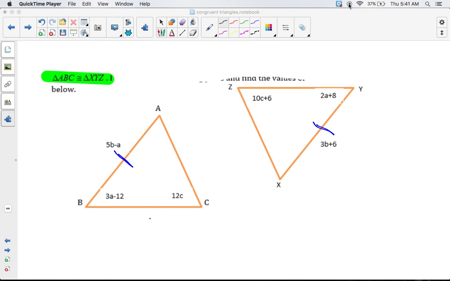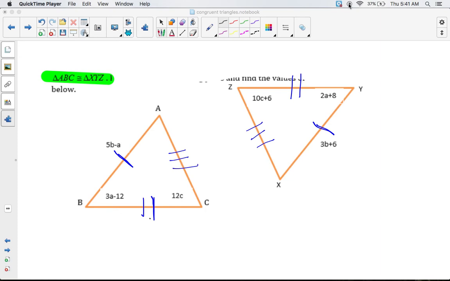Then we have BC. BC is the middle and the second and third letter in the congruent statement. So YZ would be congruent to it. And then you can know what the third one is.